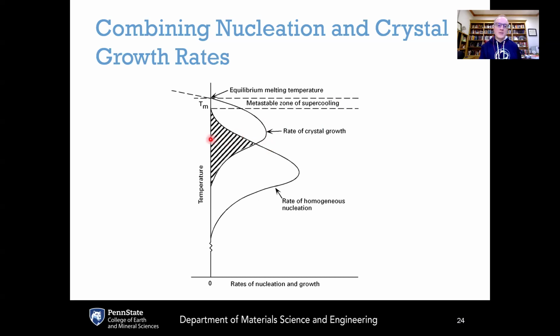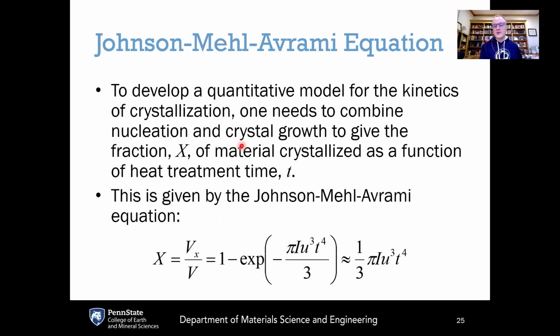But let's start off with just an isothermal hold here, so a constant temperature hold where the nucleation and the crystal growth are happening simultaneously. If that's happening simultaneously, the equation that describes the rate of crystallization is called the Johnson-Mehl-Avrami equation. And this combines the nucleation equation with the crystal growth equation, where the nucleation happens first, followed by the crystal growth after it hits critical nucleus size.